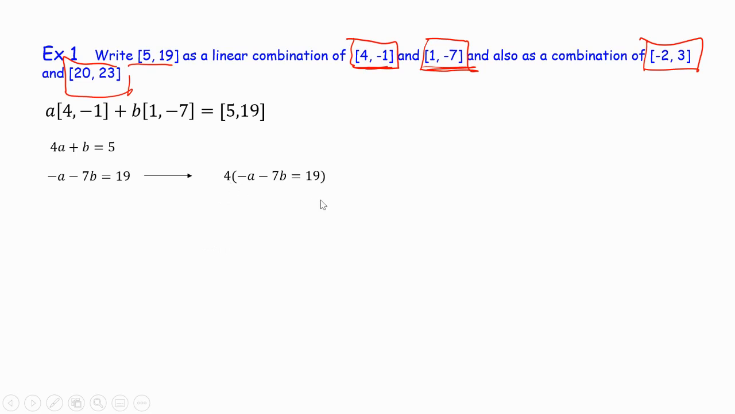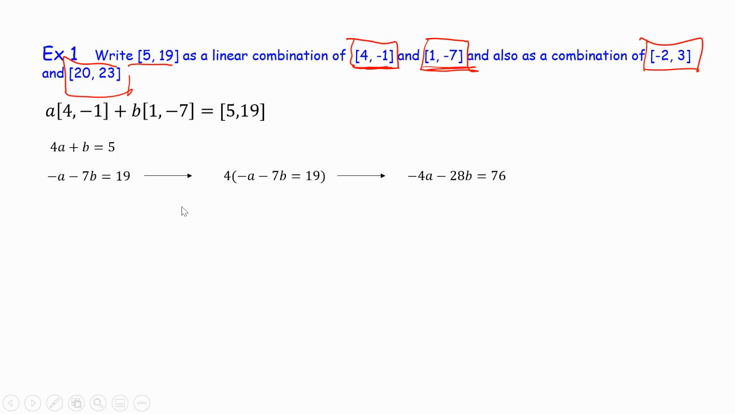Why am I doing that? I'm multiplying everything by 4, the whole thing by 4. I'm doing that because I'm trying to make the a's match up. If my a's can match up, then according to elimination, I can either add or subtract these from each other. So I multiply everything in the second equation by 4, which gives me my new equation, which is this: minus 4a minus 28b equals 76. You can check the math on that, make sure I did that right.